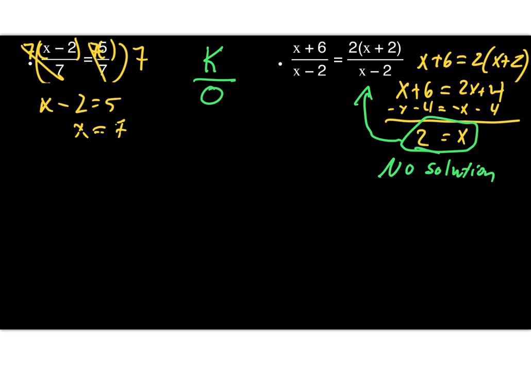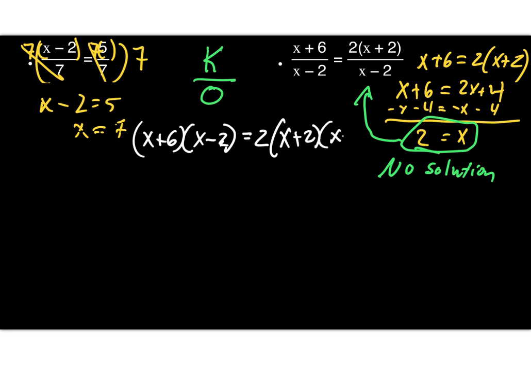All right. Now, if you would have done cross multiplying, I'm going to crank through it quick, only so we can see it. I would have done x plus 6 times x minus 2 equals 2 times x plus 2 times x minus 2. And then we're going back to our fantastic FOIL. X squared, x times x. 6 times x is 6x. X times negative 2 is negative 2x.